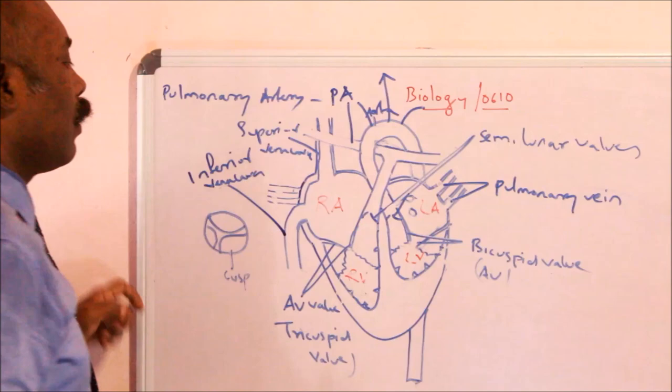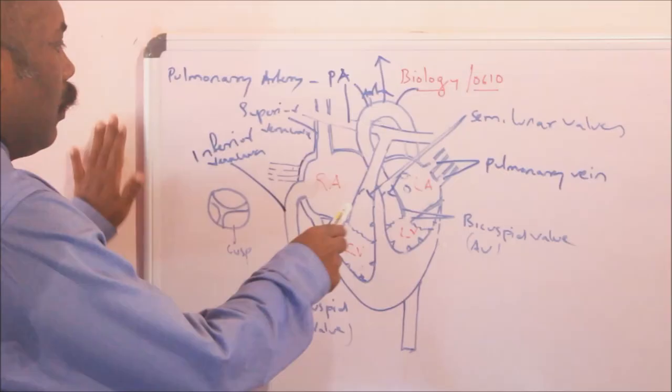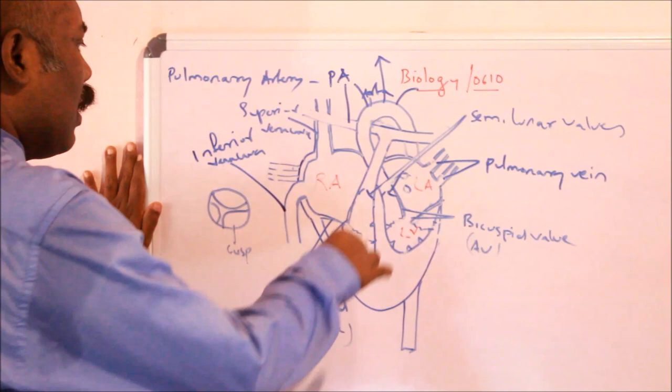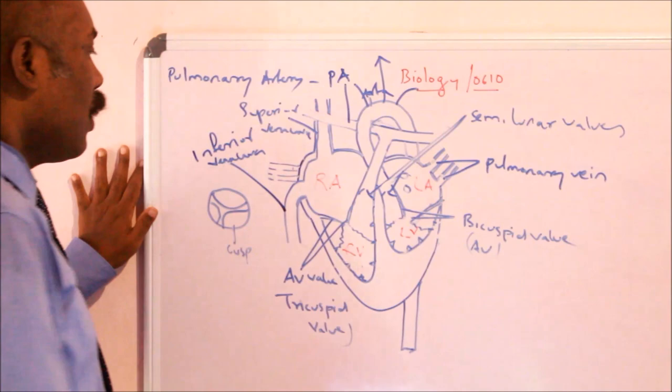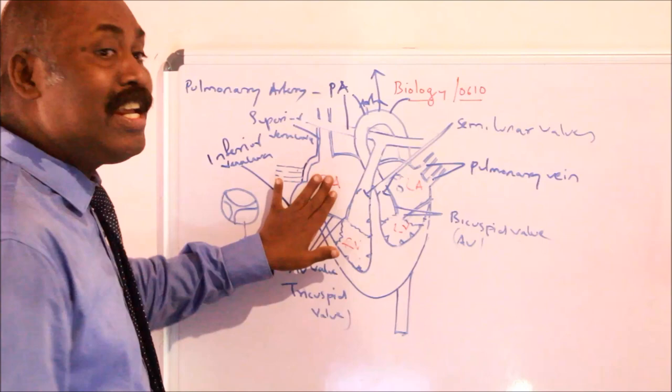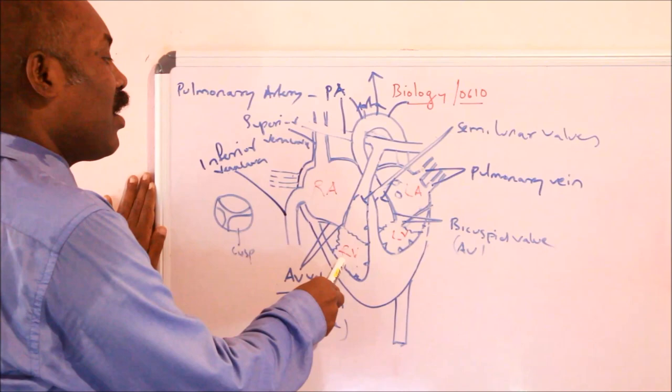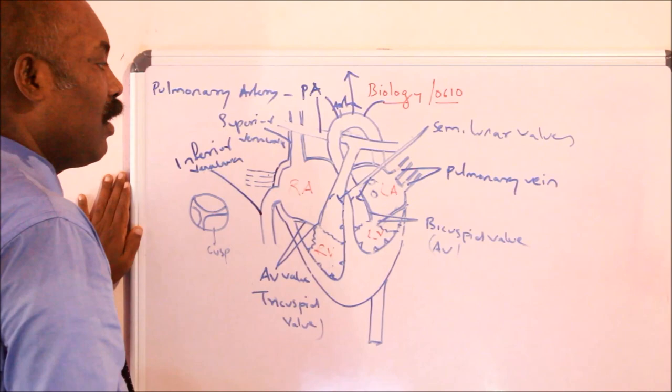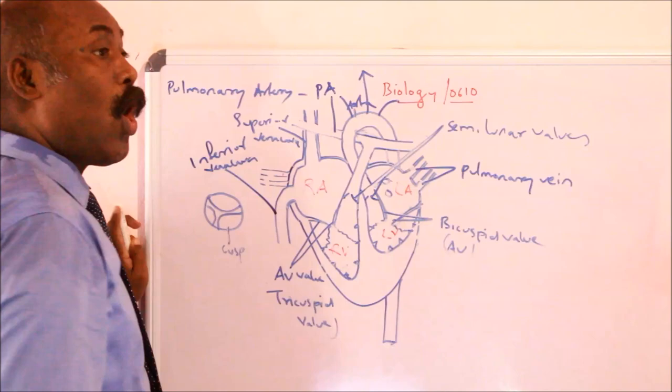Okay, the vena cavas. Now, you can see there is a wall separating the right and the left part of the heart. This right side receives the deoxygenated blood, and from the right ventricle, blood goes to the lungs and comes back to the left atrium. So the left side has oxygenated blood.